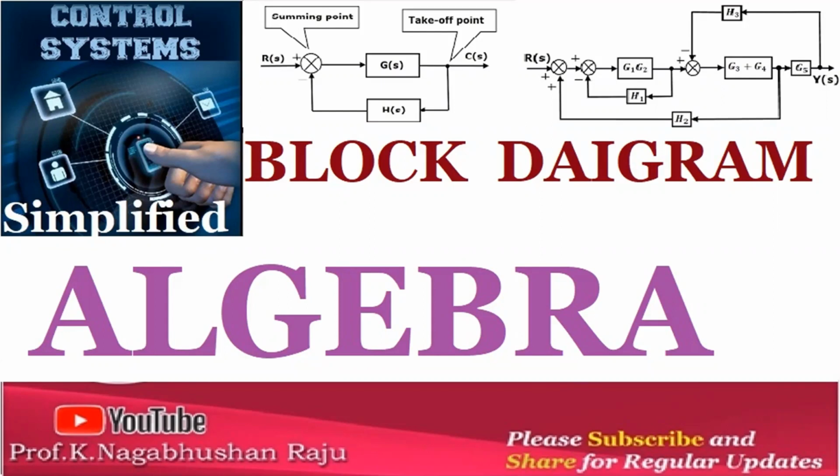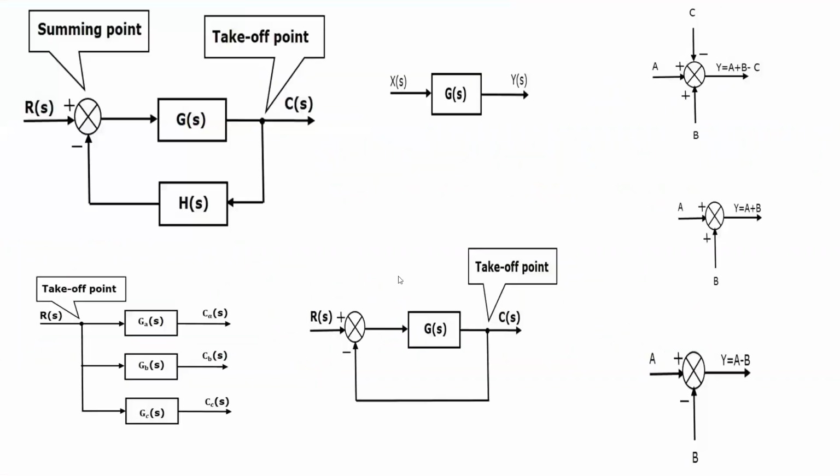Today we'll discuss block diagram algebra related to control systems. The basic elements of a block diagram are a block, the summing point, and the takeoff point. If you consider the block diagram of a closed loop control system, which has transfer functions G of S and H of S, it also has one summing point and one takeoff point. Arrows indicate the direction of the flow of signal.